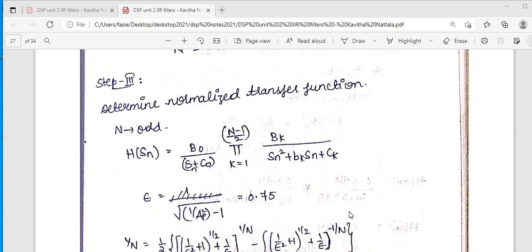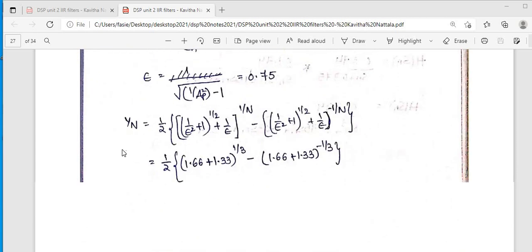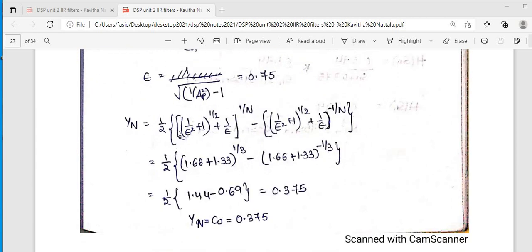And then epsilon, how do we get epsilon? If you substitute the value, we can get this formula, right? 1 by Ap square minus 1. If you do it, we get this particular answer. Clear? That is 0.75. Now we need to find yn, right? How do we get yn? 1 by 2, 1 by epsilon square, that is this epsilon, 0.75 square plus 1. The same thing, if I put it in with minus 1 by 3 and plus 1 by 3, I can substitute these parameters. I can find yn, that is equal to c naught, right? So we found the c naught value.